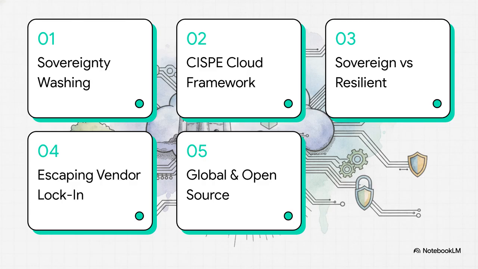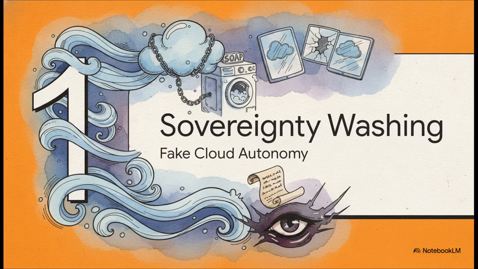To answer that, here is our roadmap for this explainer. First, we'll cover the sovereignty washing problem. Then, we'll look at the CISPE cloud framework. Third, we'll compare sovereign versus resilient services. Fourth, we'll talk about escaping vendor lock-in. And finally, we'll wrap up with global reach and open source. Let's get into it. Section 1, the sovereignty washing problem and fake autonomy in the cloud.